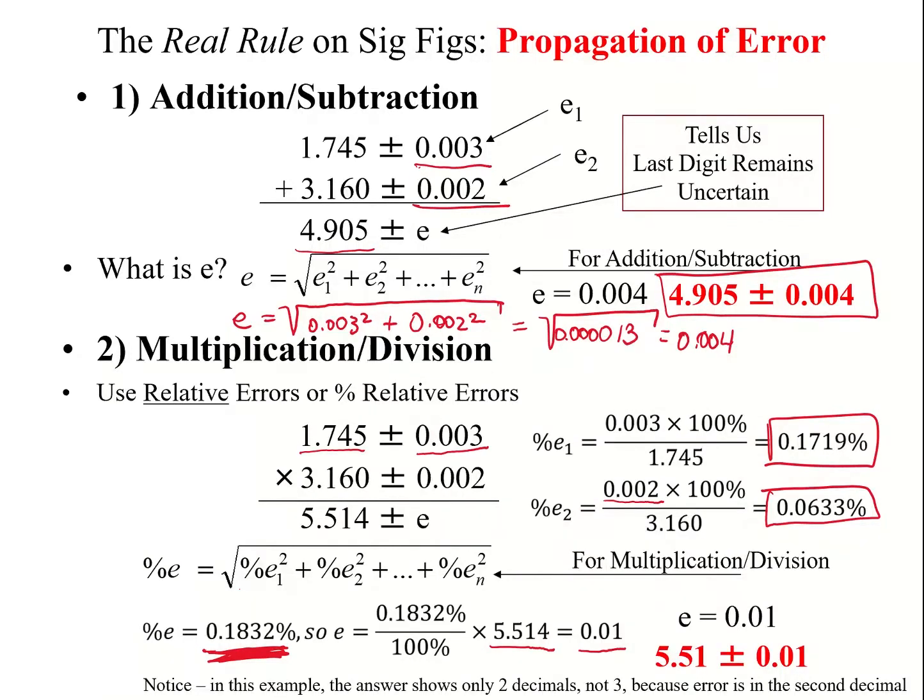Notice that in this example, the answer shows only 2 decimals, not 3 decimals, because the error is in the second decimal.